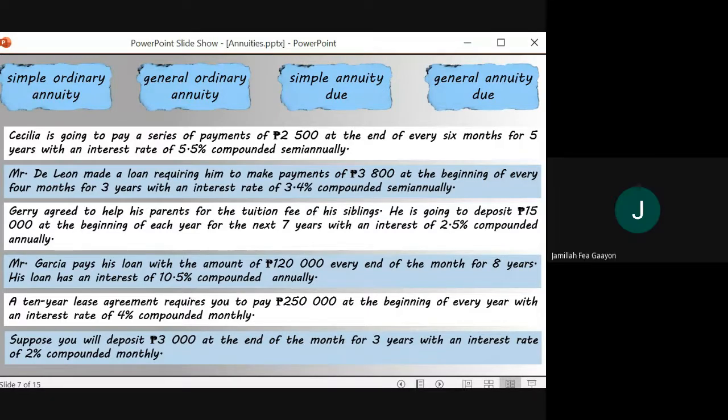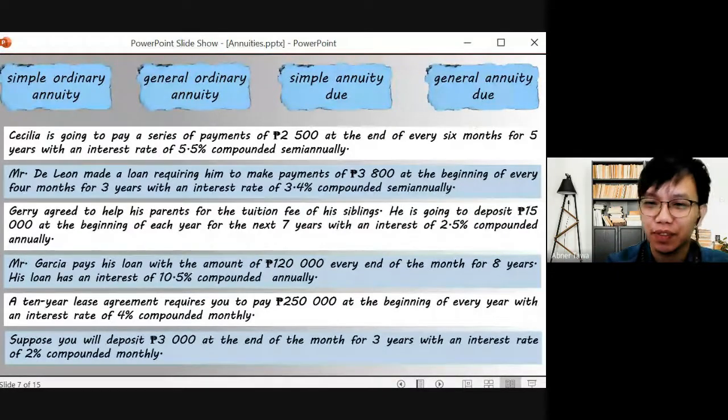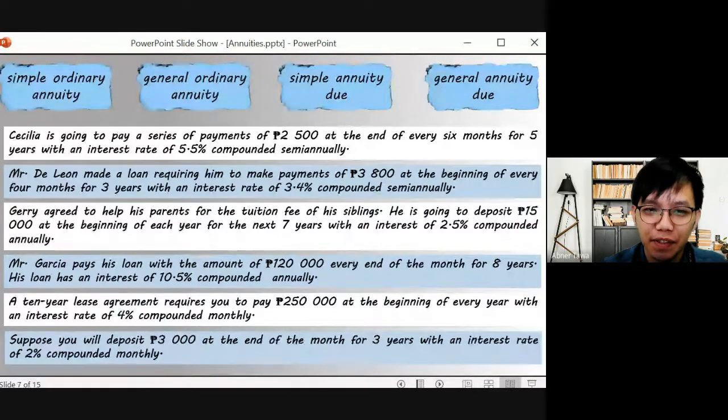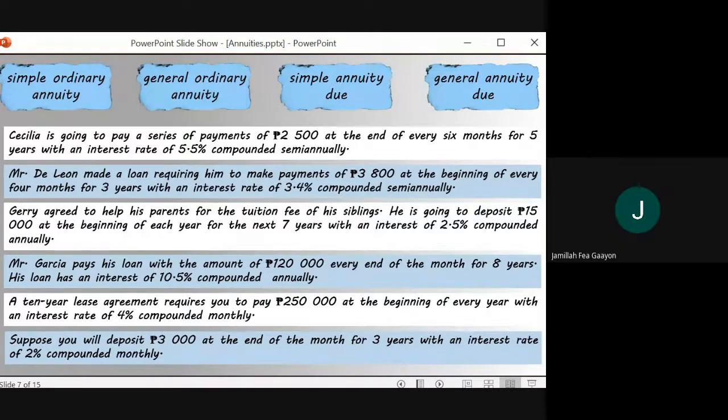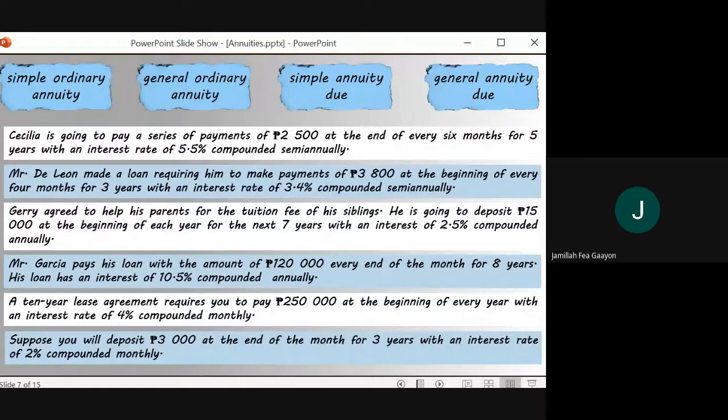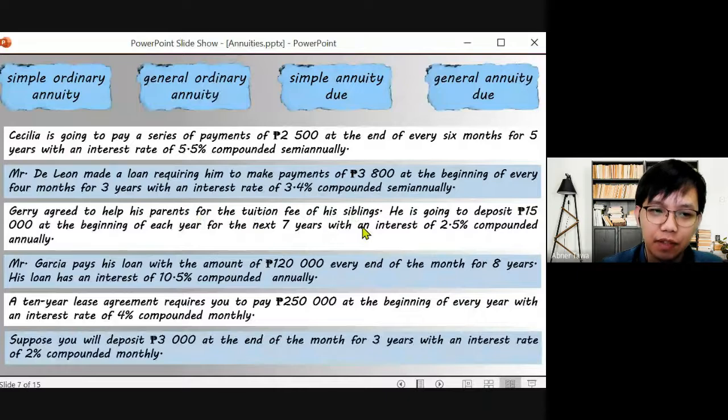Sir, I don't know. Anong I don't know? So your answer is general annuity due. Do you want to change your answer or do you stick with general annuity due? Sir, di ko po kasi masyadong naintindihan yung simple annuity due. Okay, so let's check kung anong tamang sagot dito.